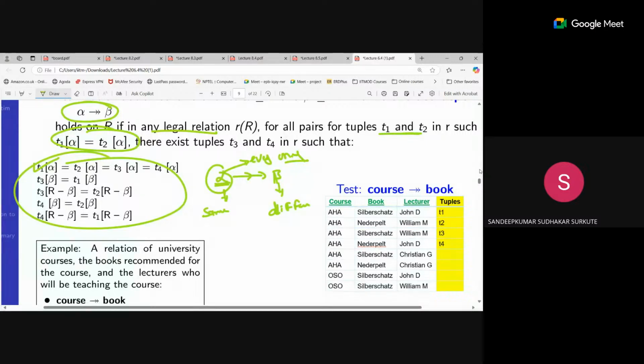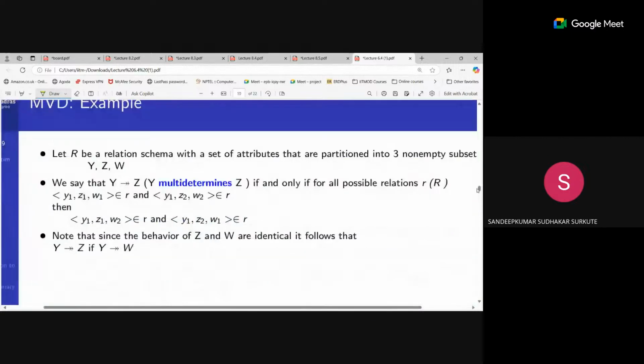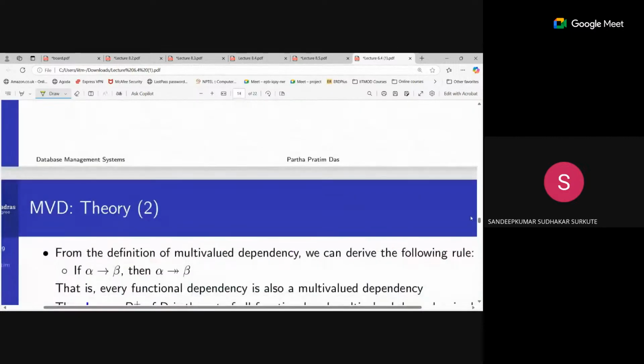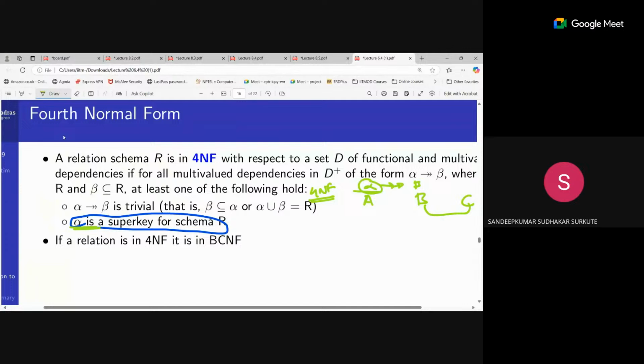But how to check for 4NF? I am not confident right now. At least from the conditions that are given for 4NF checking, whether a relation is in 4NF or not, these two are confusing me. Alpha multi-determines beta, and if it is not trivial, then we are going to check the second condition. Alpha multi-determining beta itself tells us that alpha is not a key in the traditional sense, right? So then how does it become 4NF? Alpha is a super key of the schema.